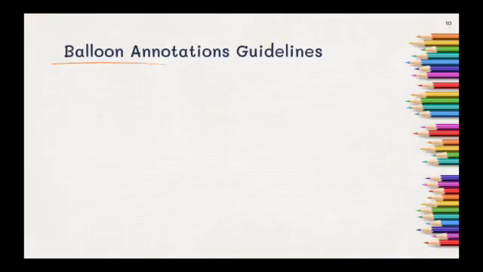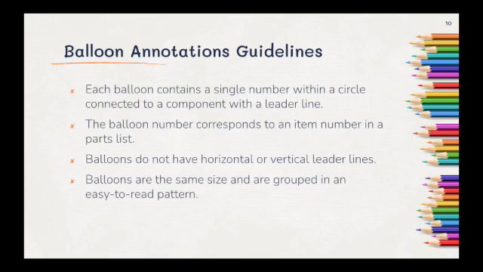There are specific annotation guidelines for balloon annotations. Each balloon contains a single number within a circle, then that's connected to a component with a leader line. The balloon number corresponds to an item in a parts list. Balloons do not have horizontal or vertical leader lines, they're on an angle. Balloons are the same size and are grouped in an easy-to-read pattern.